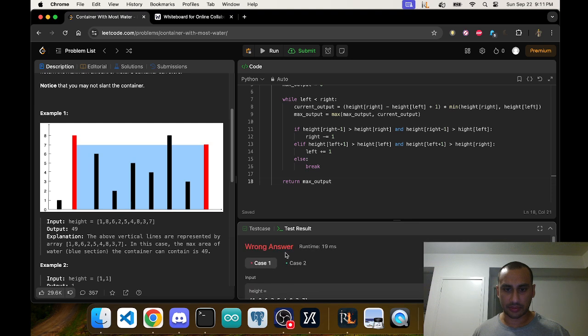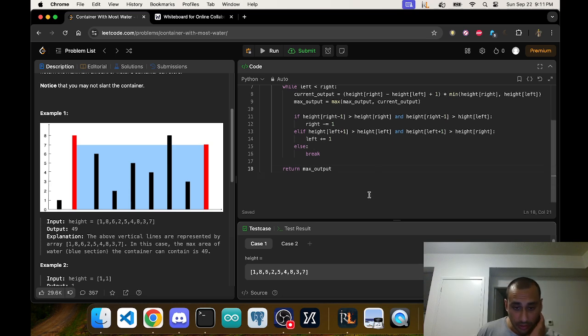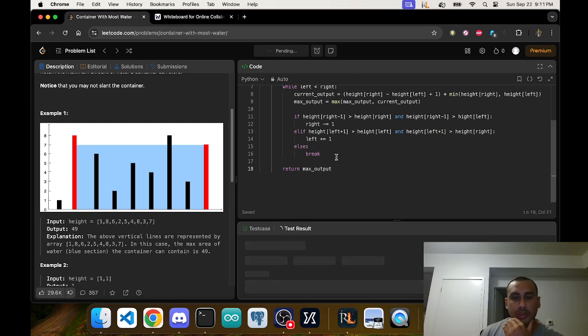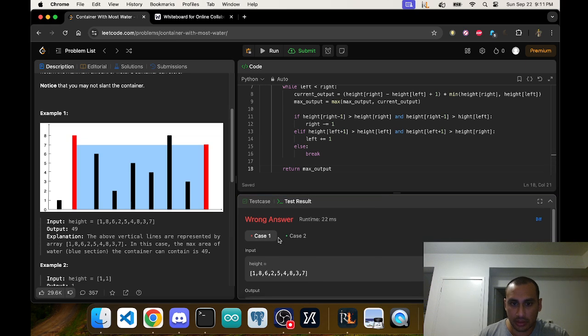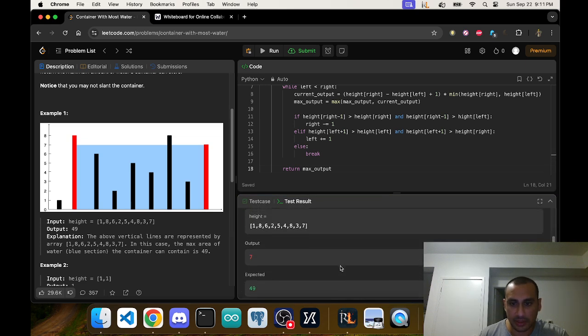Okay, so output 749, so let's try case 2. 1 and 1 is 1. Okay, cool. Okay, so why do I get 7? It's giving me 7 instead of 49. Let me run it. I just want to see the test case and why it's failing. Okay, so I'm getting 7, expected 49.